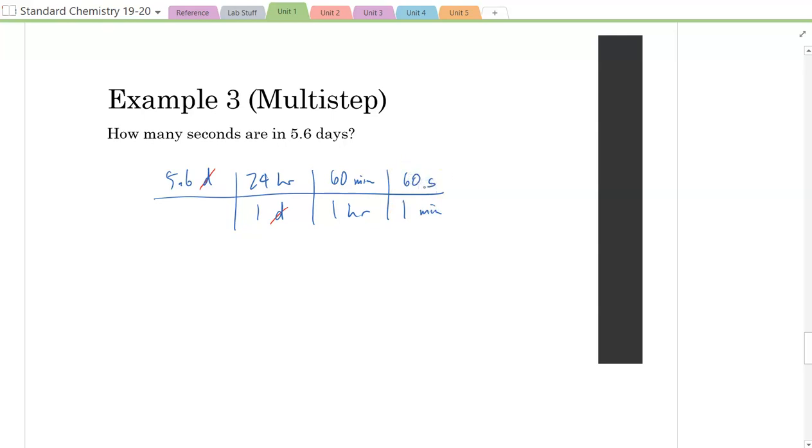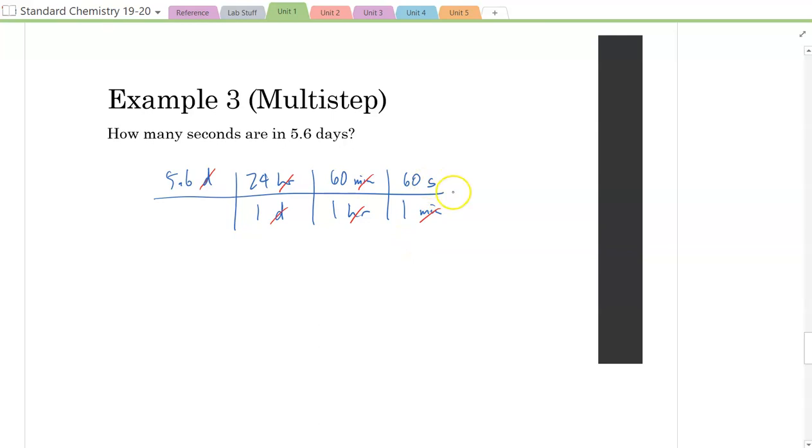So I can chain this all together without having to break them up into individual steps, which is kind of nice, right? It makes our work really easy because all I have to do now is cancel off hours and hours, minutes and minutes, and what do you have left? You have seconds left, exactly the unit you need.